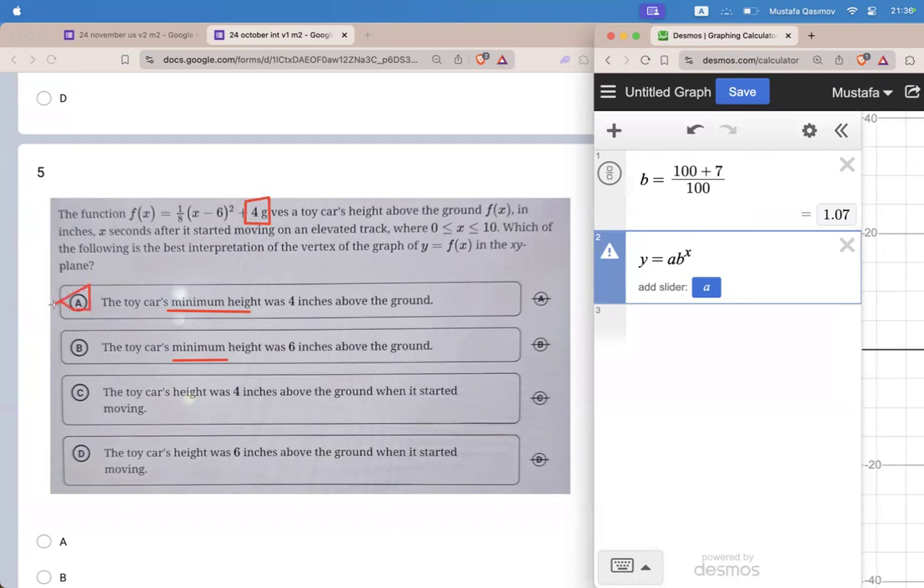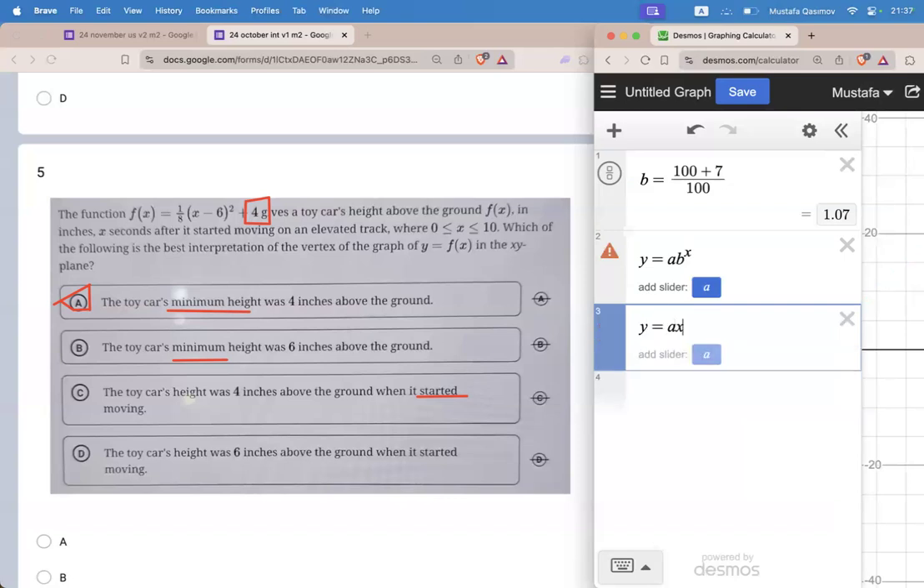Most students think that because we have a minimum here, they are not taking that one, they are taking C or D. For C or D, it says started moving. So when it is y is equal to ax squared plus bx plus c, then you can take C or D.